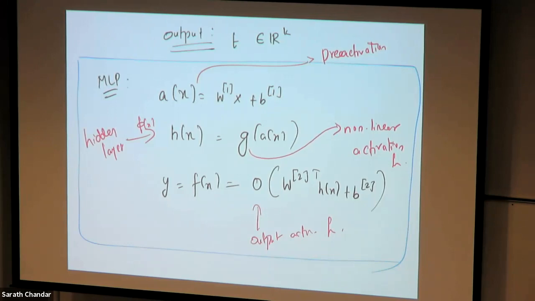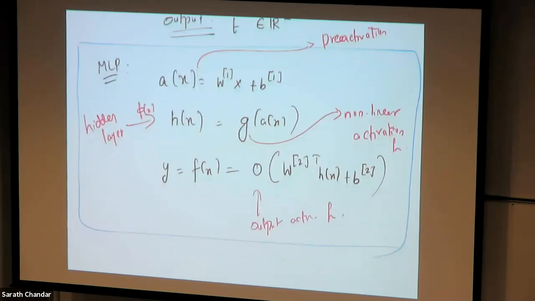Is that clear? Now, can somebody tell me what are the parameters of this MLP? Well, it's not that hard. Yeah. It's W1, B1 and W2, B2, right? We have to learn all these parameters from the data. Once you learn the parameters, then you have your network.